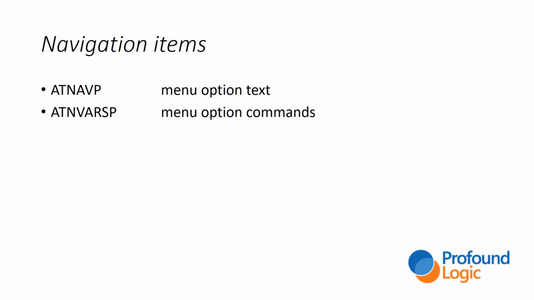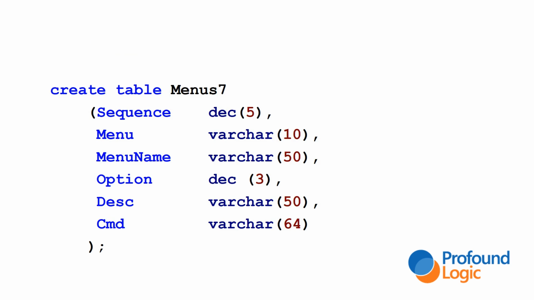As with users, I create a table to hold the menu data. Here's an example called Menu 7. To illustrate the load, imagine that you work for a factory that makes two products, widgets and thingamajigs. You have a small application with 3 menus, each of which has 2 options.